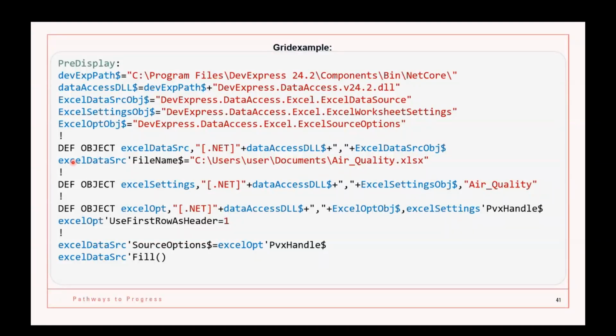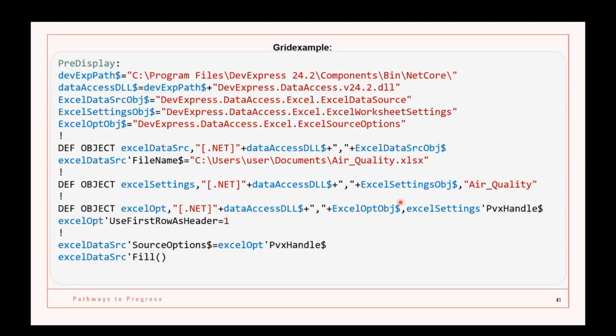Now this actually has a constructor argument that it needs, and it wants the name of the worksheet. So in this case, our worksheet was named air_quality. So that's what I pass in when I define my object. The last object I need here is the source options object.